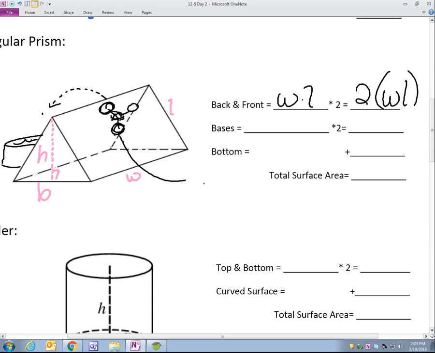I just erased it, but what are the bases? Bases are the things that identify the prism. And what shape is the base, Mandy? It is a triangle. So it's 1/2 base times height. And when you have half of something and then someone doubles that half, how much do you have? Yeah, you have the whole. So if I had 1/2 multiplied by 2, I just have what I had before, which is base times height.